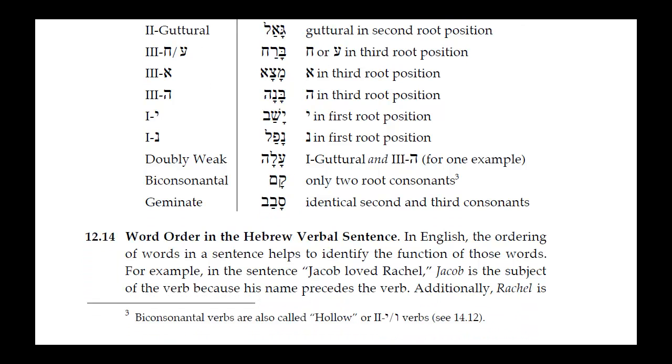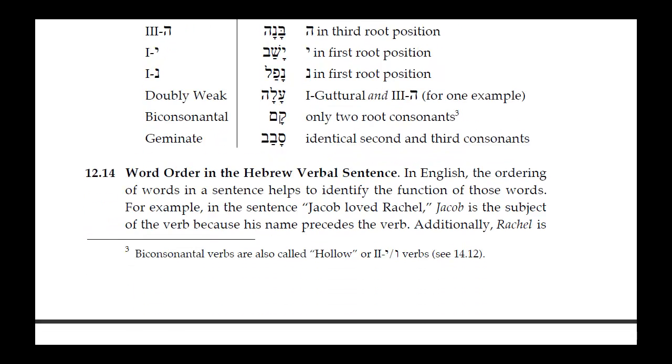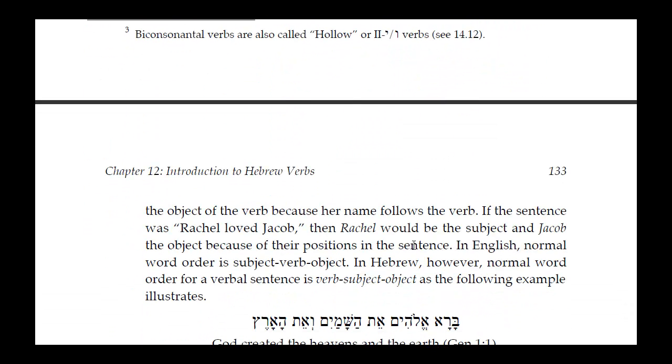Now let's get into the word order in Hebrew verbal sentences. In English, the ordering of words in a sentence helps identify the function of those words. For example, the sentence, Jacob loved Rachel. Jacob is the subject of the verb because his name precedes the verb. Additionally, Rachel is the object of the verb because her name follows the verb. Now, if the sentence was Rachel loved Jacob, then Rachel would be the subject and Jacob would be the object because of their positions in the sentence. So in English, normal word order is subject, verb, object.